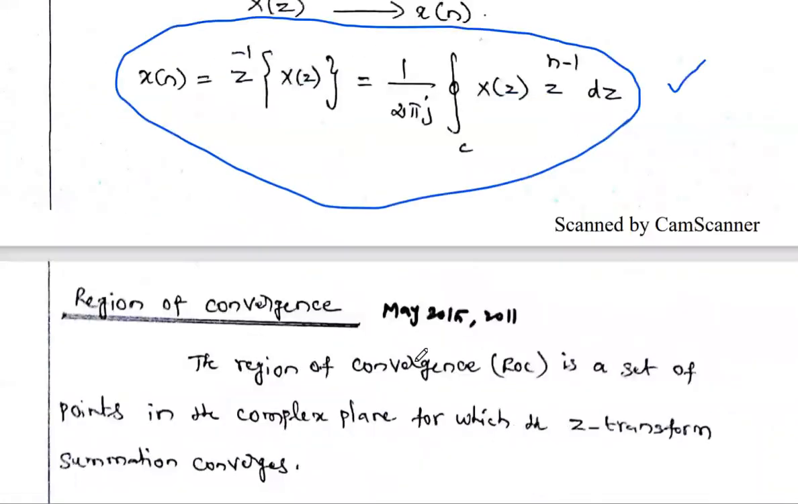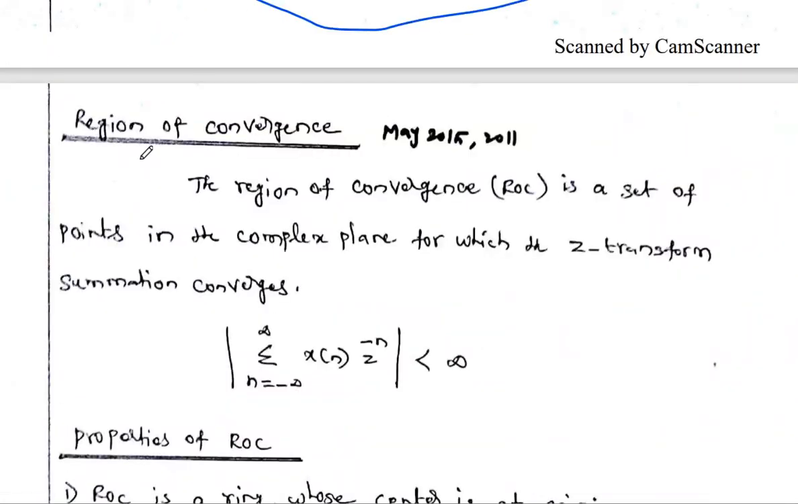Then the next one is ROC, region of convergence. This term we already described in the Laplace transform. In the continuous time Fourier transform and the discrete time Fourier transform, there is no term region of convergence. But in the Laplace transform and the Z transform, there is an important term, the region of convergence, that is ROC. The ROC definition is also an important 2-mark question. The question may be define ROC in Laplace transform or ROC in Z transform. It's a very important thing.